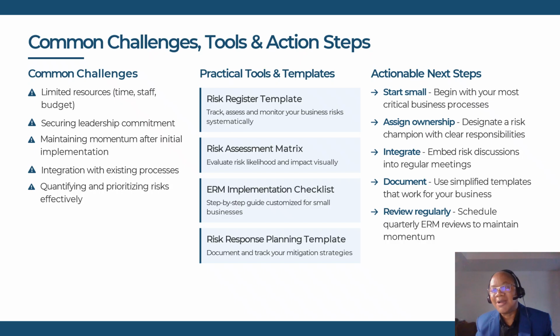The fifth and final challenge is quantifying and prioritizing risk effectively. And the practical tools and template is: document and track your mitigation strategies. So you're not only just documenting your risk in your risk register, as you implement your processes, you must also document them. Then quarterly review: you schedule quarterly reviews to maintain momentum and celebrate your success as well.